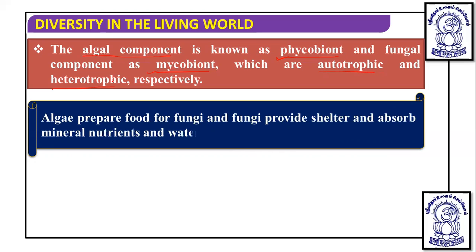So what are the beneficial functions provided by both? The phycobiont has the capacity to synthesize its own food. They are autotrophic in nature, so they give some food to the fungus. Algae provide food to fungus, and in return, fungi provide shelter. Fungus can grow over a large area, their hyphae can reach different regions, and they absorb mineral nutrients and water and provide them to the algae. In this way both benefit each other.